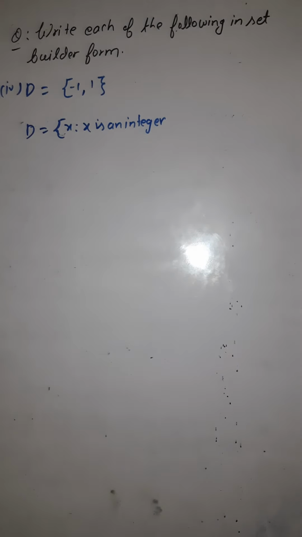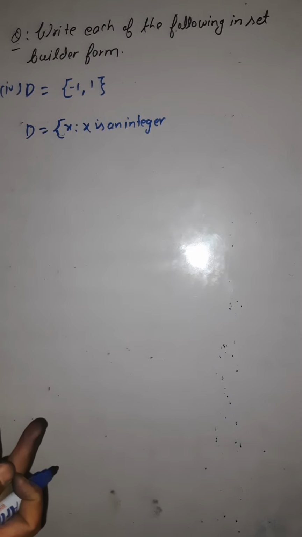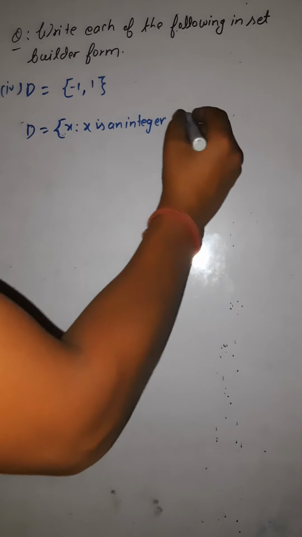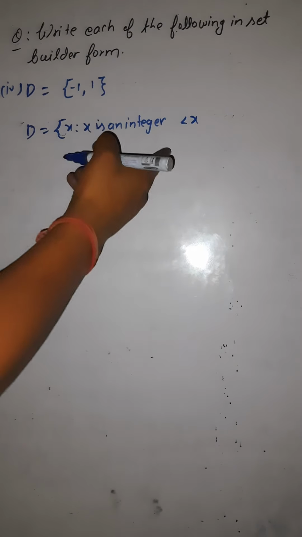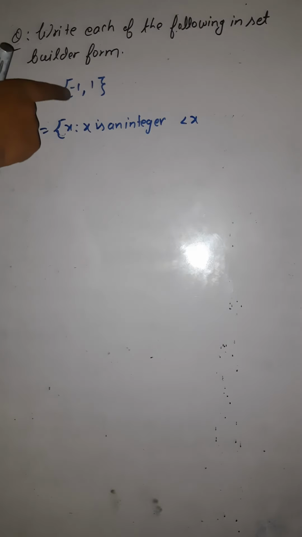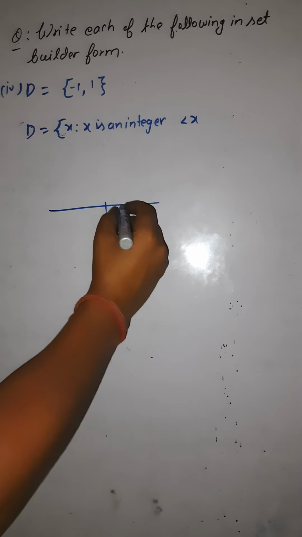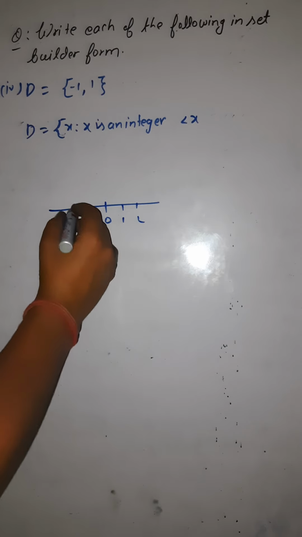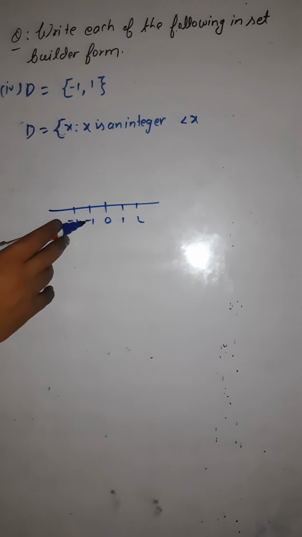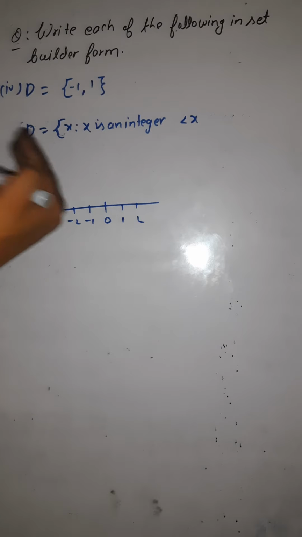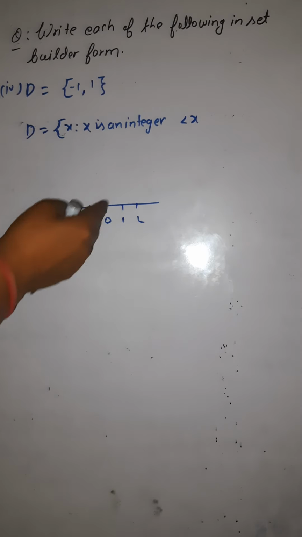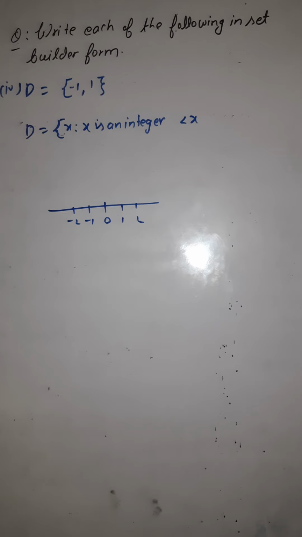But this is not the complete notion. Integers are also many, so you have to limit this x. So this x should be greater than how much? -2, because greater than -2 is -1. If you see, look here. Here is 0, here is 1, here is 2, here is -1, here is -2. So x is greater than -2 but less than 2. Is this the complete information?